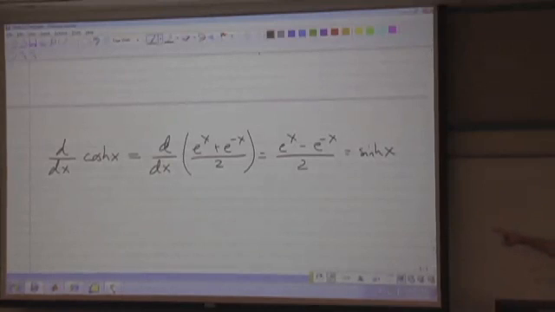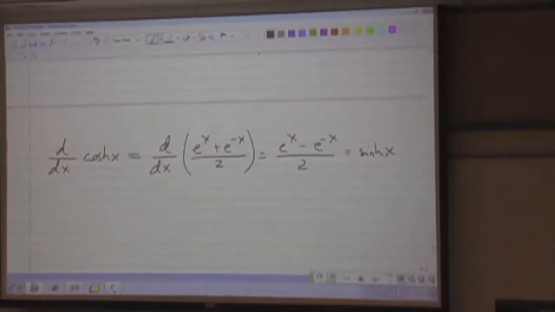2 is a constant. So we're only taking the derivative of the numerator, right? It's the same thing as what's the derivative of x over 2? Well, it's just 1 over 2 because 2 is constant, it doesn't change. Right? Is this making sense?